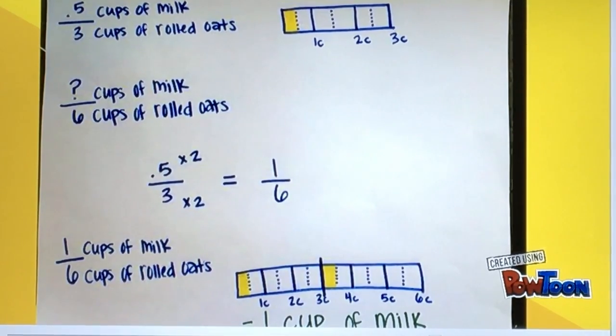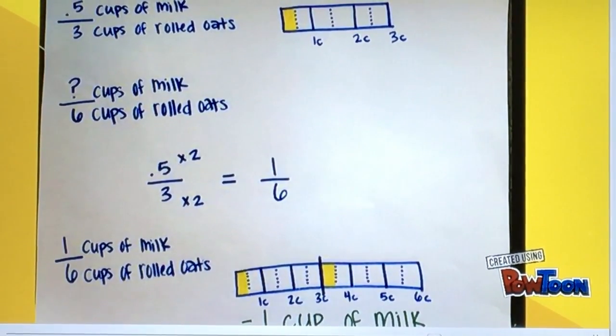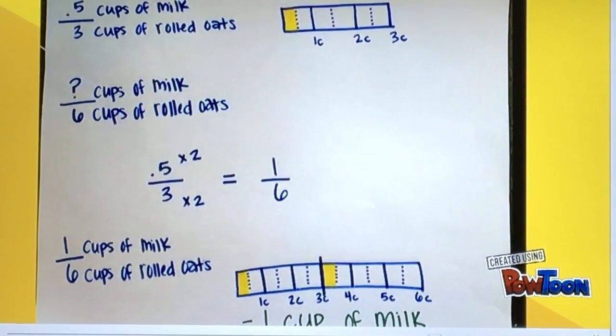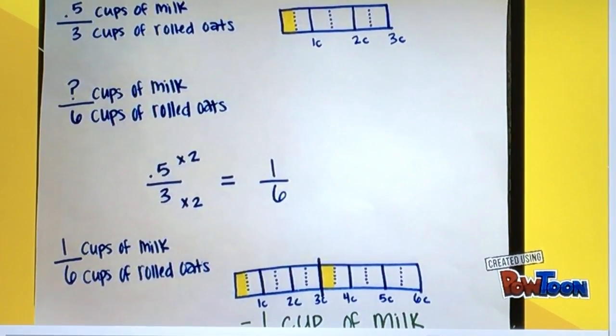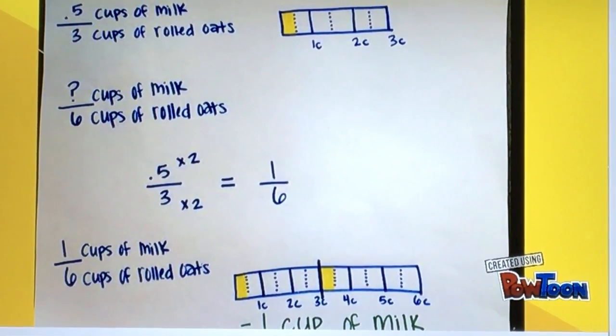The diagram at the bottom right shows us 6 cups of rolled oats and 1/2 cup of milk, and then another 1/2 cup of milk. The 2 1/2s together give us 1 cup of milk.